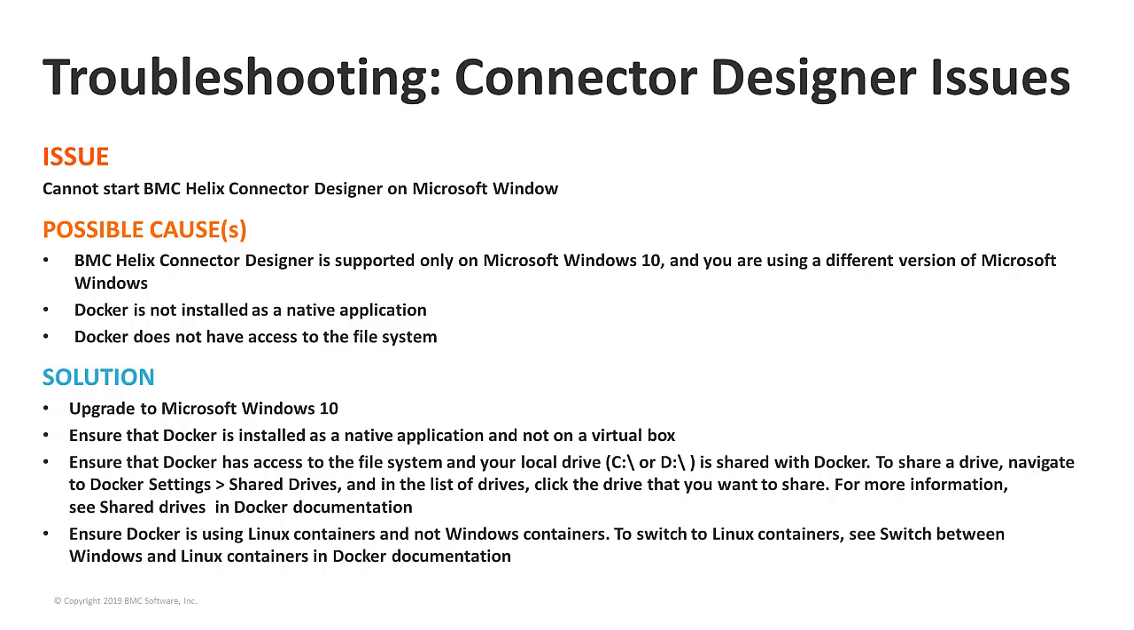To share a drive, you navigate to the Docker settings, share drives. In the list of the drives, you select what drive to share. And then ensure that Docker is using Linux containers and not Windows containers. To switch to the Linux containers, there's documentation within Docker that talks about switching between Windows and Linux containers. But basically in the Docker desktop, there's an option to switch that.